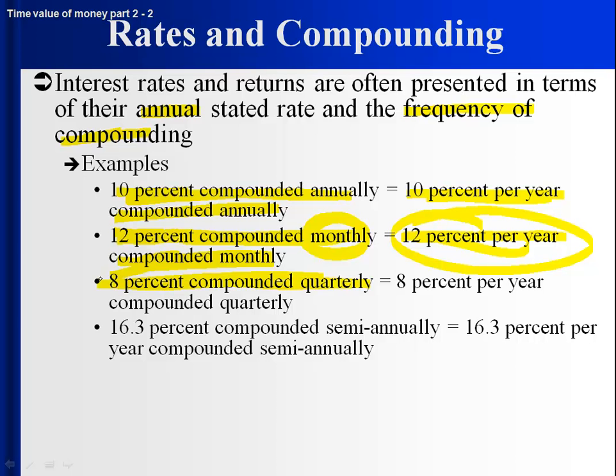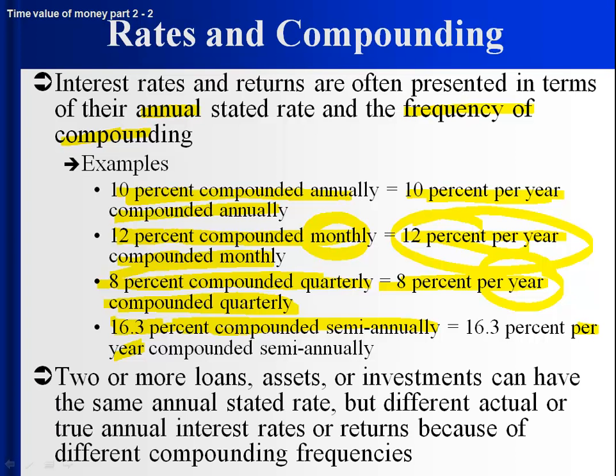8% compounded quarterly, again, is 8% per year, compounded quarterly, so every 3 months. So you have to figure out if it's 8% for the whole year, what's the rate for 3 months? And finally, 16.3% compounded semi-annually is the same as 16.3% per year, compounded semi-annually.